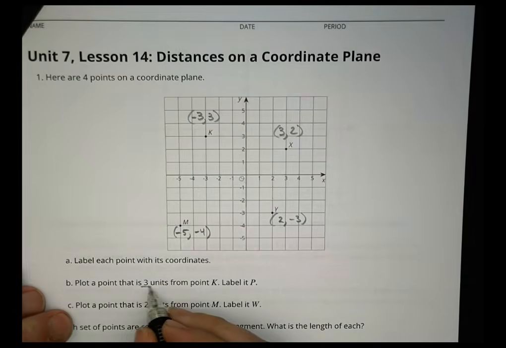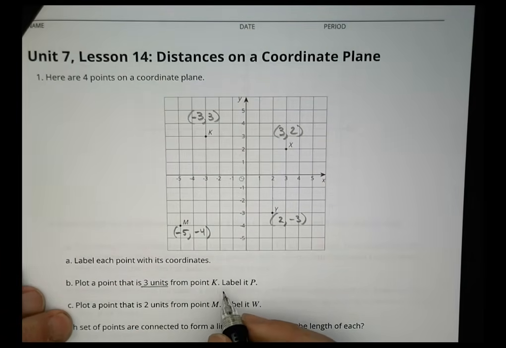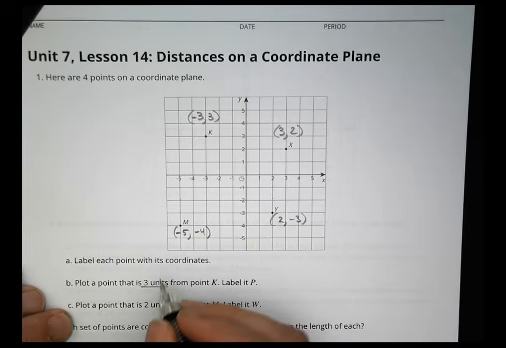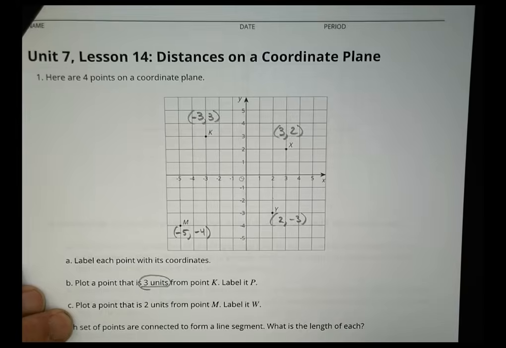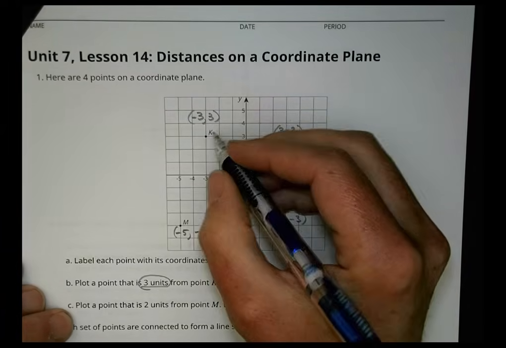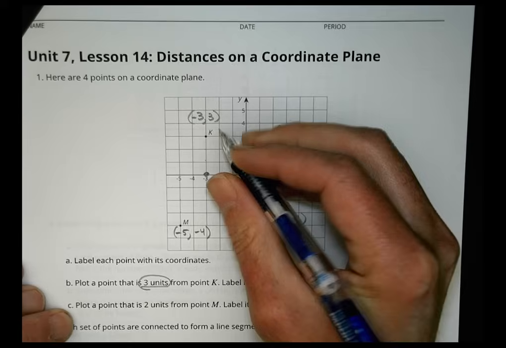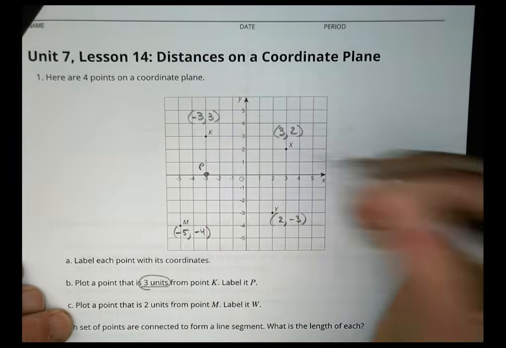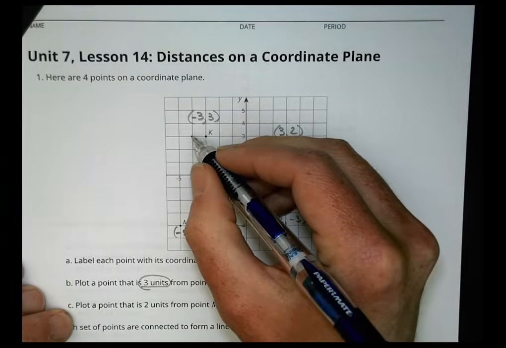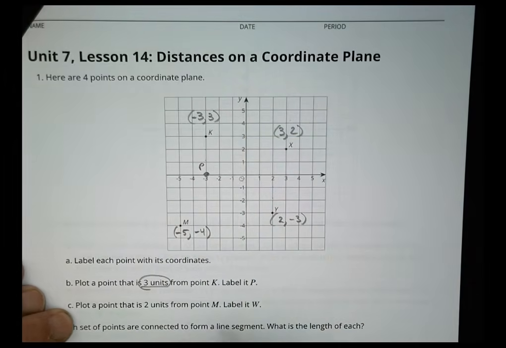Now plot a point that is 3 units from point K and label it P. Okay? You could go up, down, left, right. You just want to go 3 units away. So I'll do 1, but you could do a different one if you chose to. Right? You could go 1, 2, 3, and plot that right there and call that point P. That's acceptable. You could also go over here and plot one. The thing is 3 units.